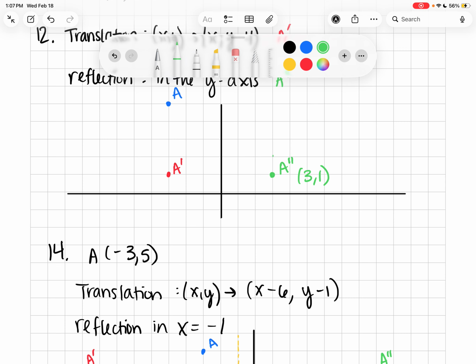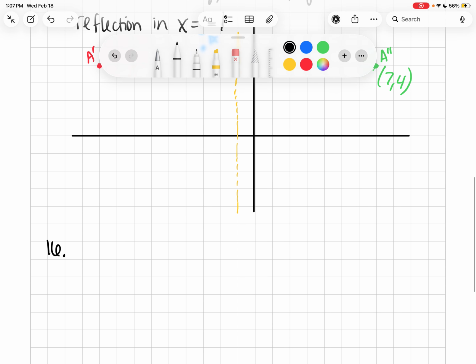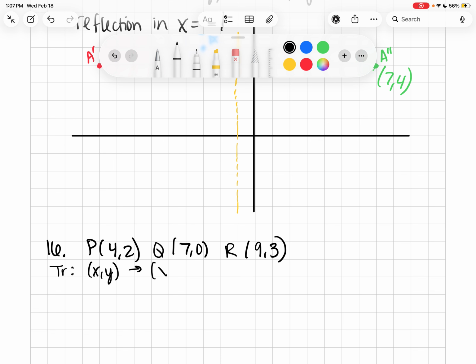Okay, next ones are going to give us a triangle. Number 16: sketch the image of triangle PQR after a composition using the given transformations in the order they appear. P is the point 4, 2. Q is 7, 0. And then R is 9, 3. And it is a translation. I'm not going to write the whole word out. TR for translation. XY goes to x minus 2, y plus 3.